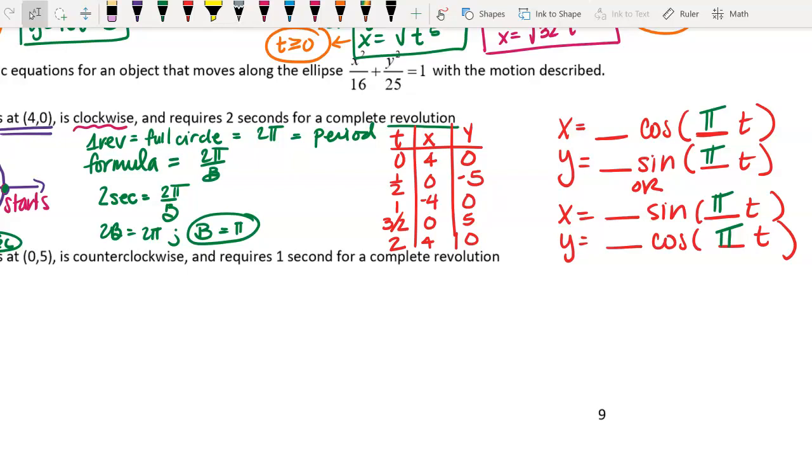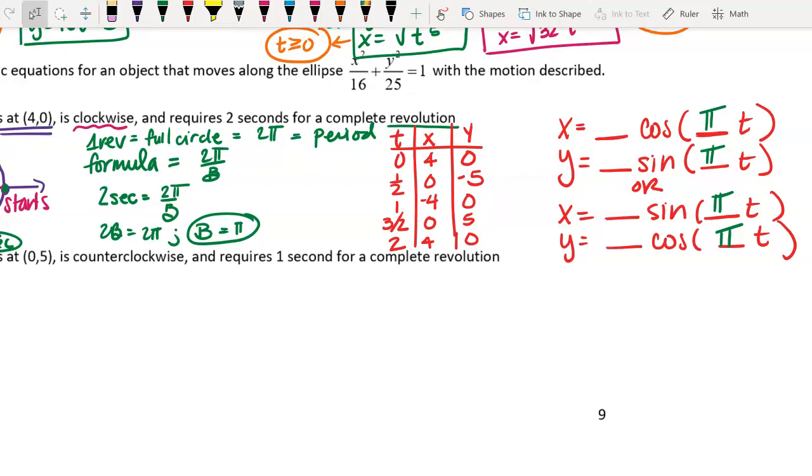Cosine or sine? Would you agree with this one? Okay, so we have to plug it in to see if it works. When time is 0, 0 times pi is? Cosine of 0 is? 1. It's not 0, right? And then when I plug in, time is 0 again, times that is 0, sine of 0 is? 0, right? So would you agree this is a better fit for that set of information?